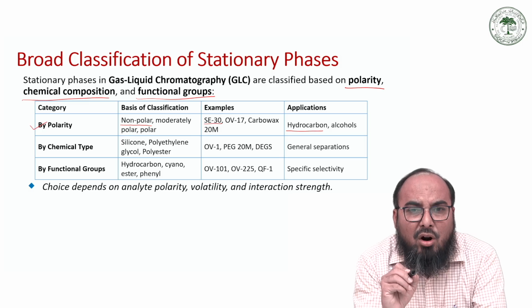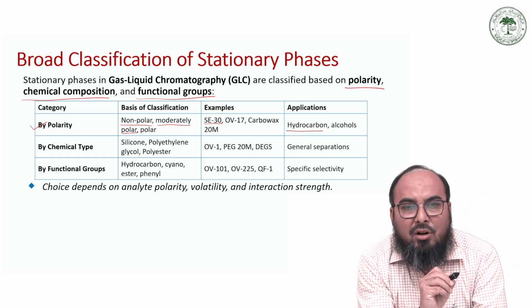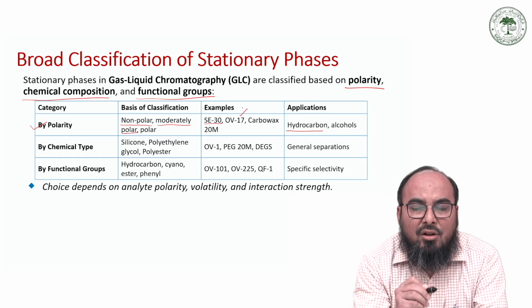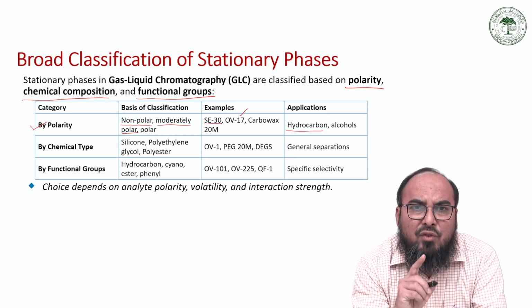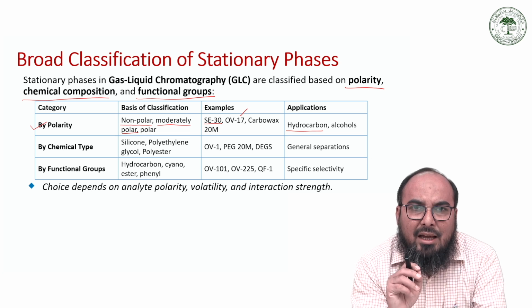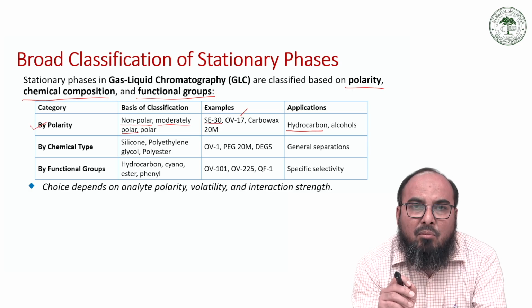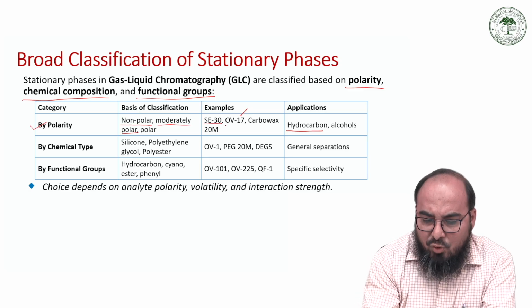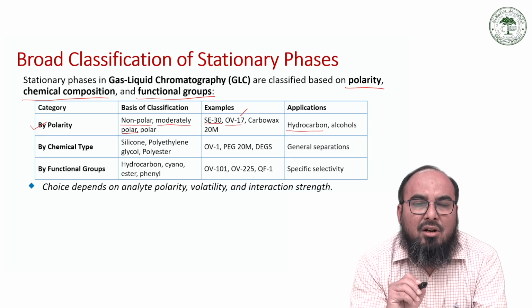Similarly, if we have a moderately polar stationary phase, for example OV17, or the one which we have drawn the structure of, that is called polyphenyl methyl siloxane. Because of the presence of pi electrons, the phenyl group favors pi interaction with the solute, so it becomes moderately polar. An example is OV17, and it is good for the separation of various ethers which are not non-polar exactly, or not so polar.